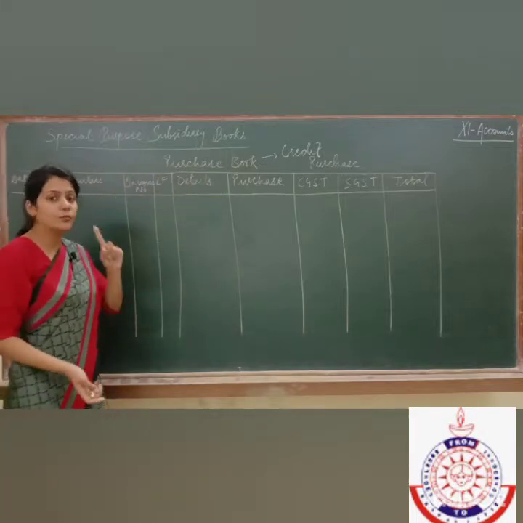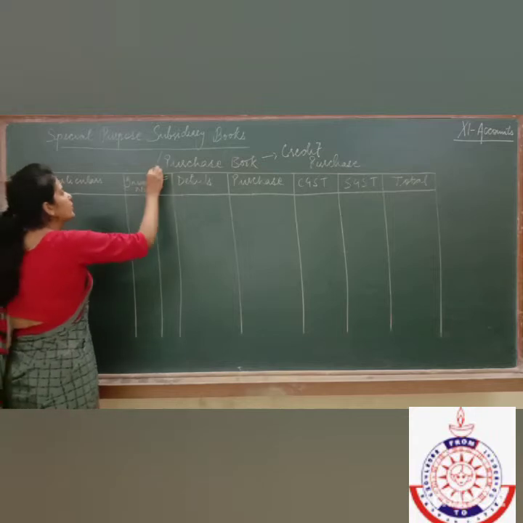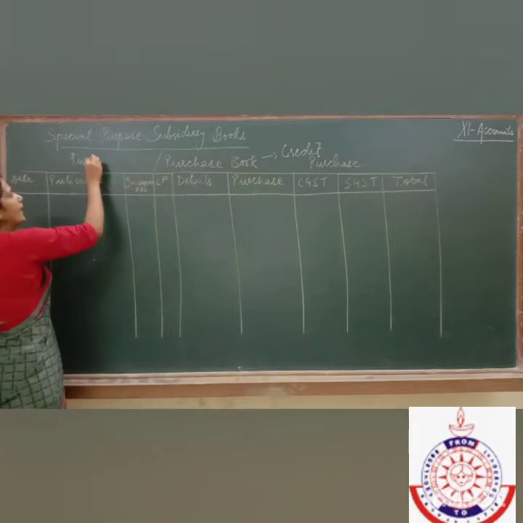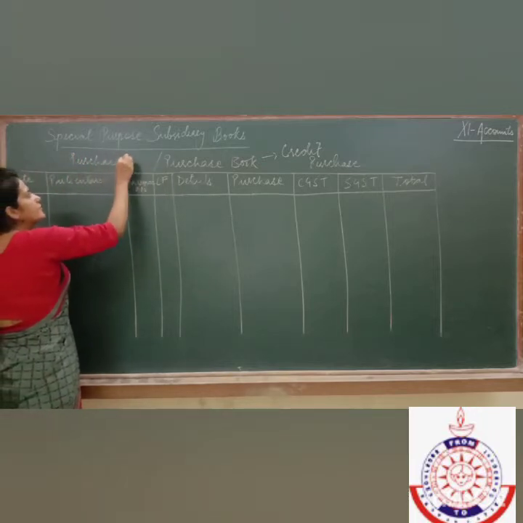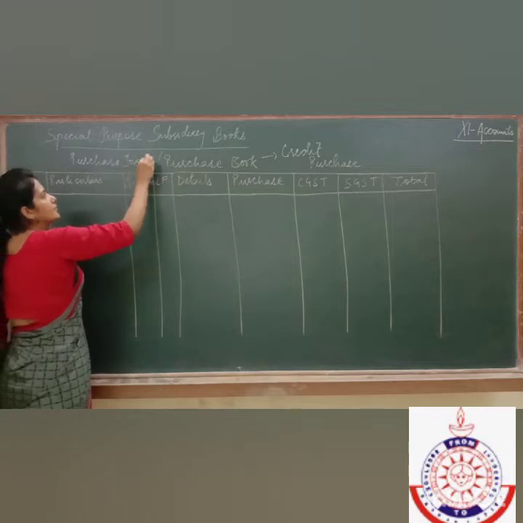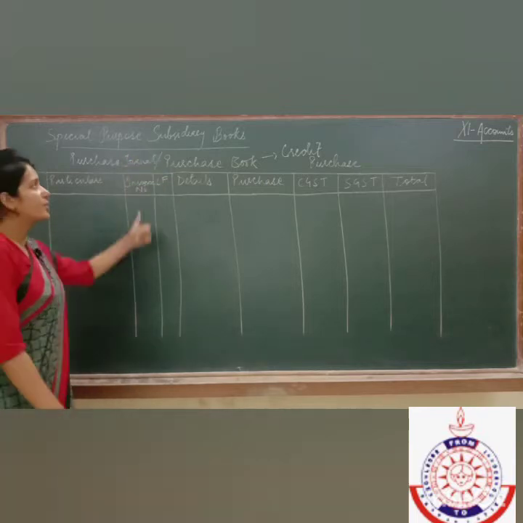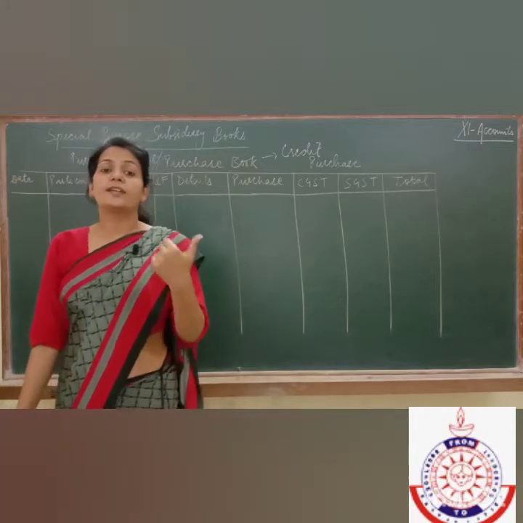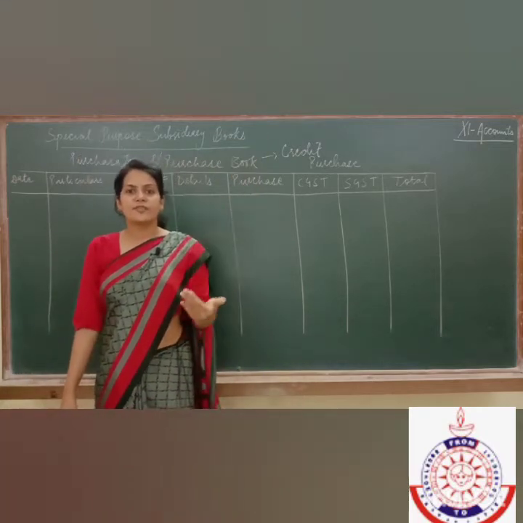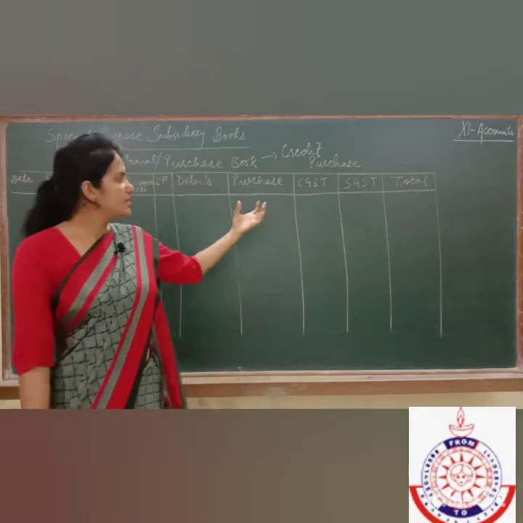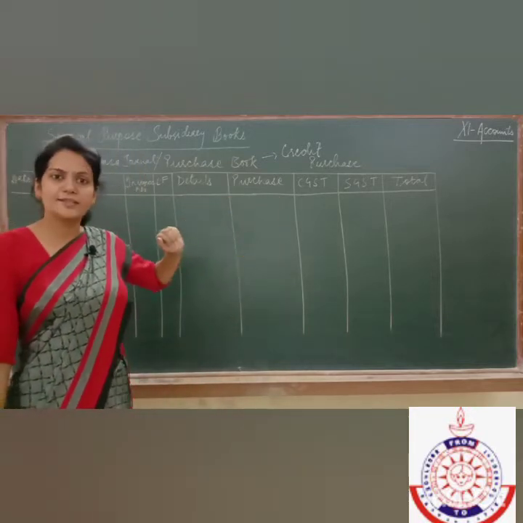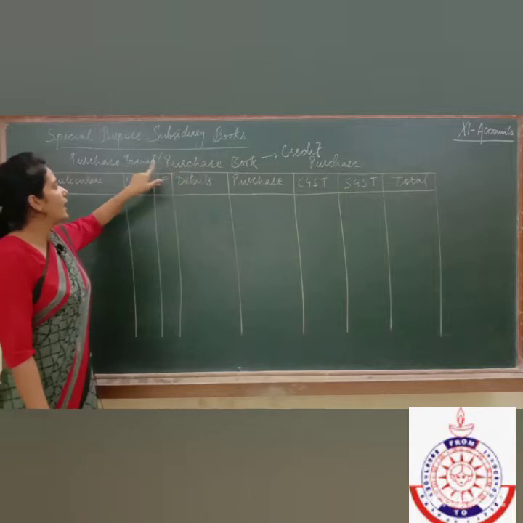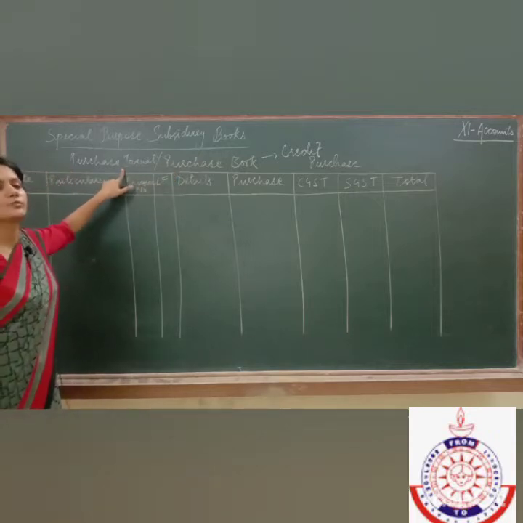As I told you one more thing that day, that purchase book is also known as purchase journal. Why? Because purchase book is a part of journal only. As I told you that we divide journal into various parts, no? And purchase book is one of the parts of journal itself. So we call purchase book as purchase journal also.